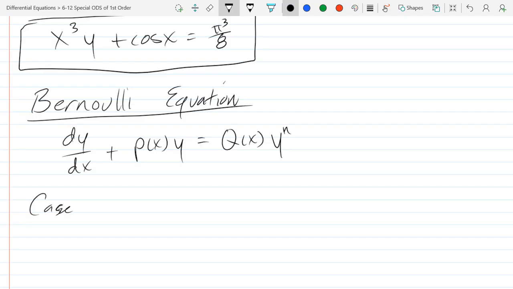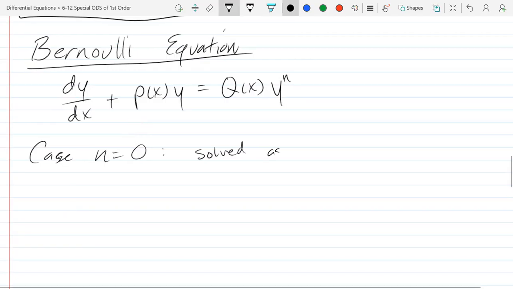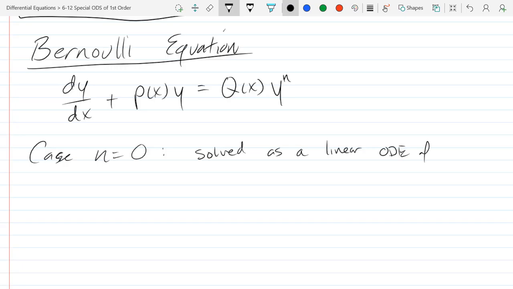So we're going to do this in different cases. Our first case, n equals 0. Well, we just solved that type before. And we called that, I just want to get the name right, a linear ODE of first order. So that's case n equals 0. Case n equals 1.